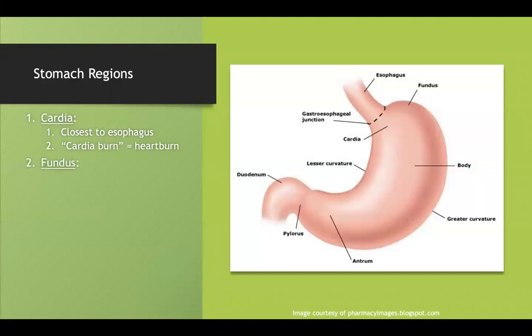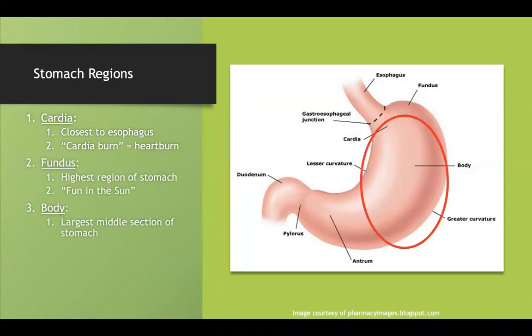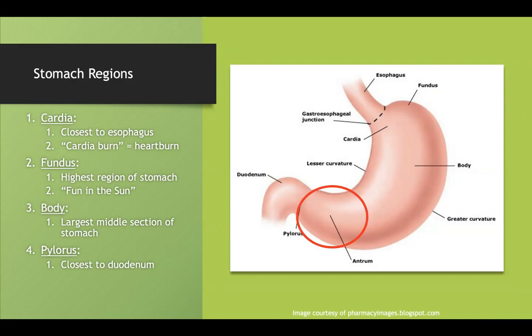The next region is the fundus. That's the highest region of the stomach, located here on the right. And I remember that by thinking fun in the sun. Our body is the largest middle portion of the stomach, so it comprises this entire area. And our pylorus is the region that's closest to the duodenum, so it's located here.